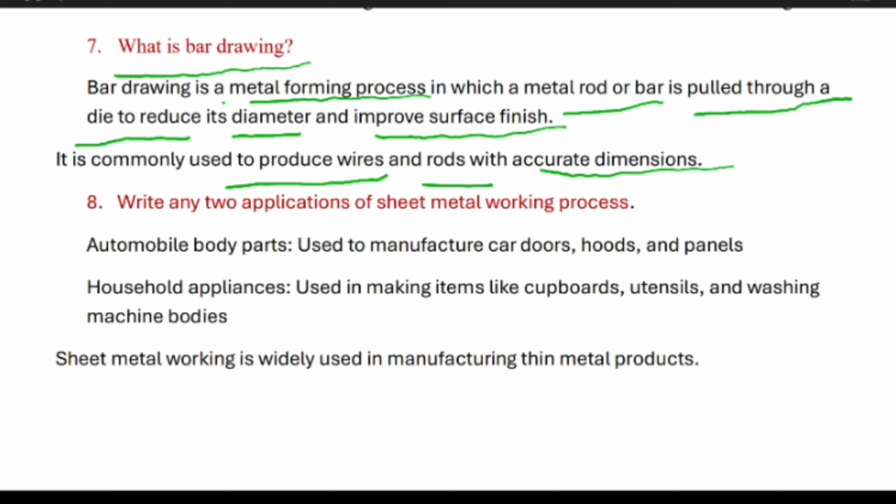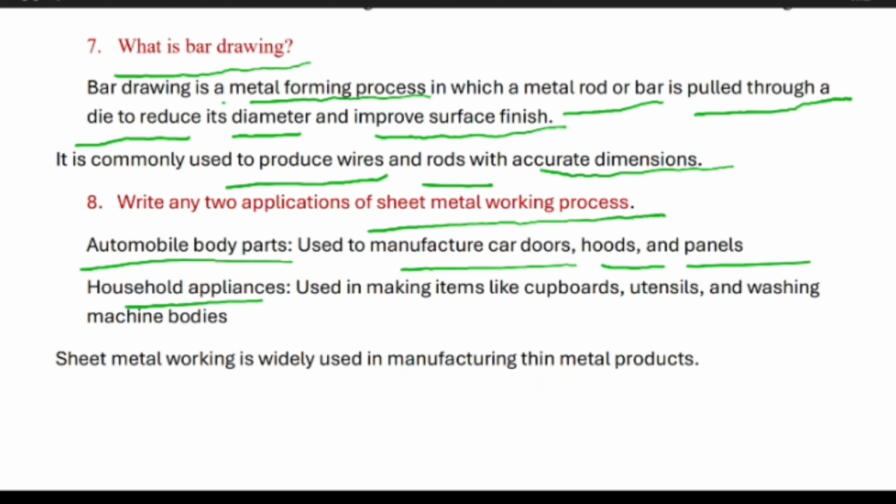Next, write any application of sheet metal working process. First, we can use it for automobile body parts, manufacturing car doors, hoods and panels. And next we can use it for household appliances, like making cupboards, utensils and washing machine bodies. Sheet metal can also be used for manufacturing metal products.